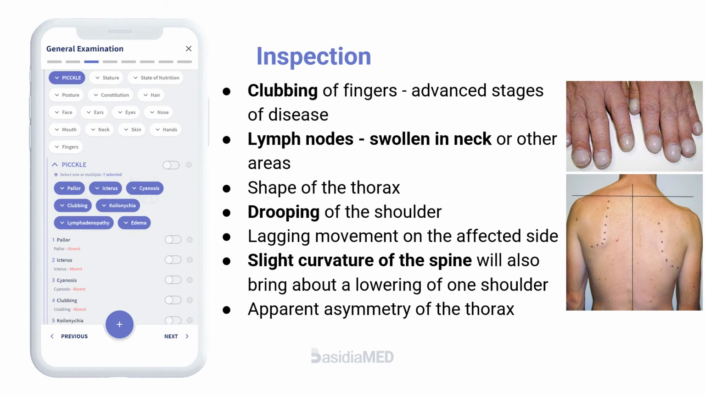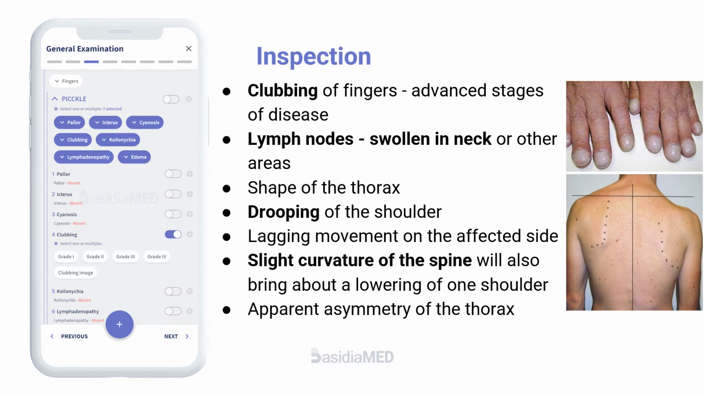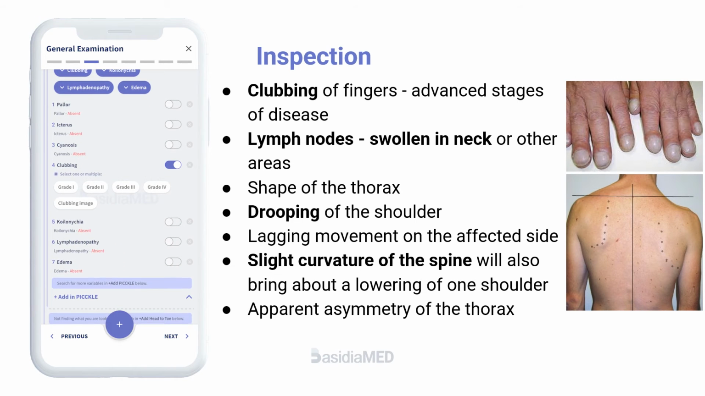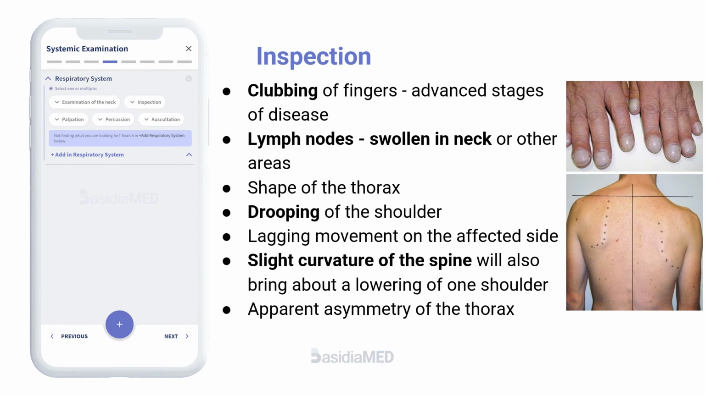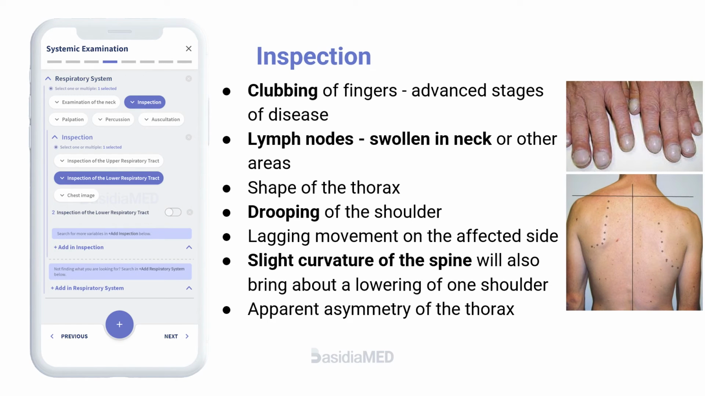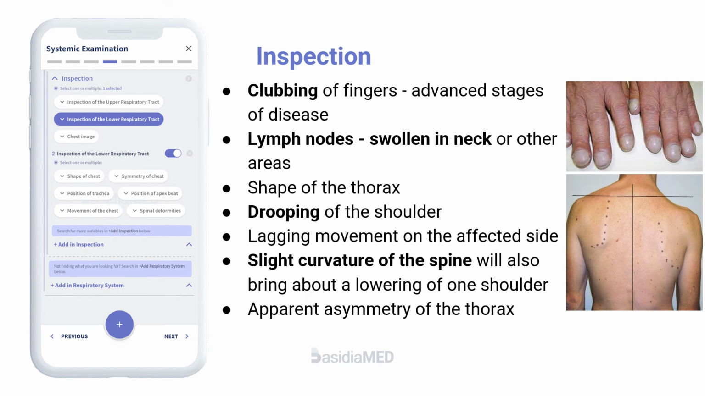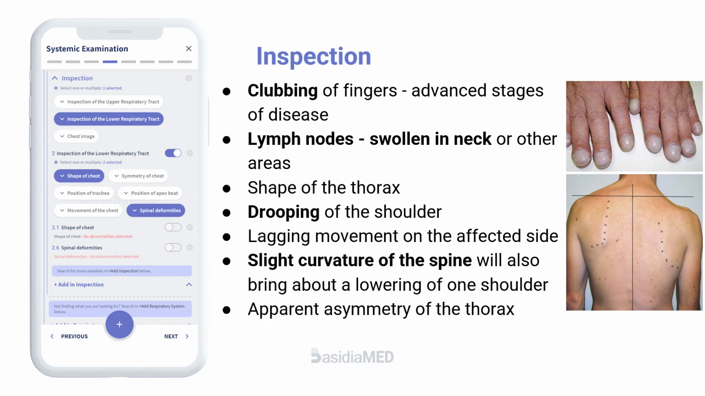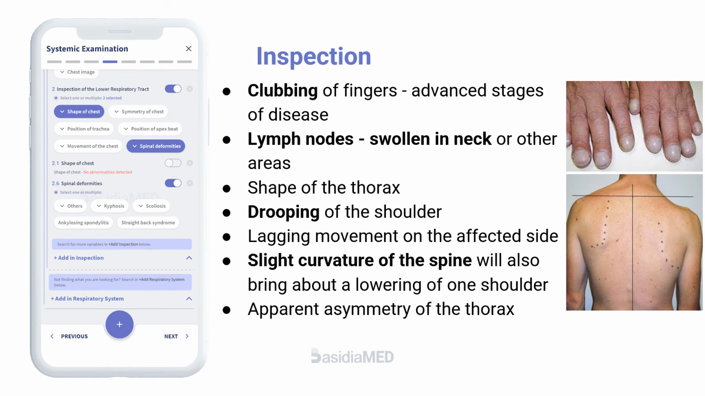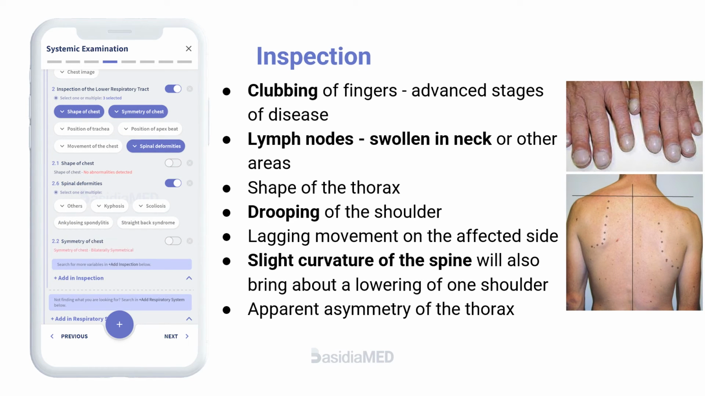Inspection. Look for the presence of clubbing of fingers. It indicates advanced stages of disease. Check whether lymph nodes are swollen in the neck or other areas. Note the shape of the thorax. Early signs of disease are drooping of the shoulder and slightly less and lagging movement on the affected side. Slight curvature of the spine will also bring about a lowering of one shoulder and apparent asymmetry of the thorax.